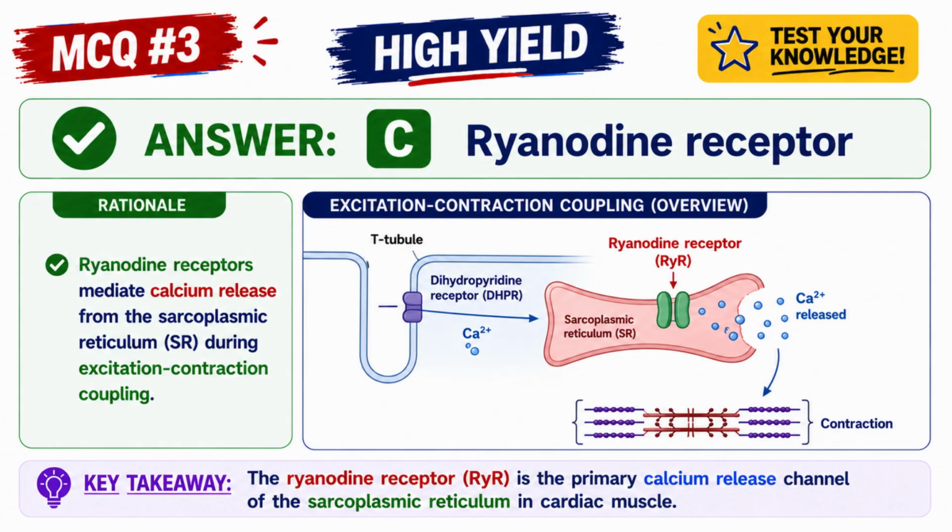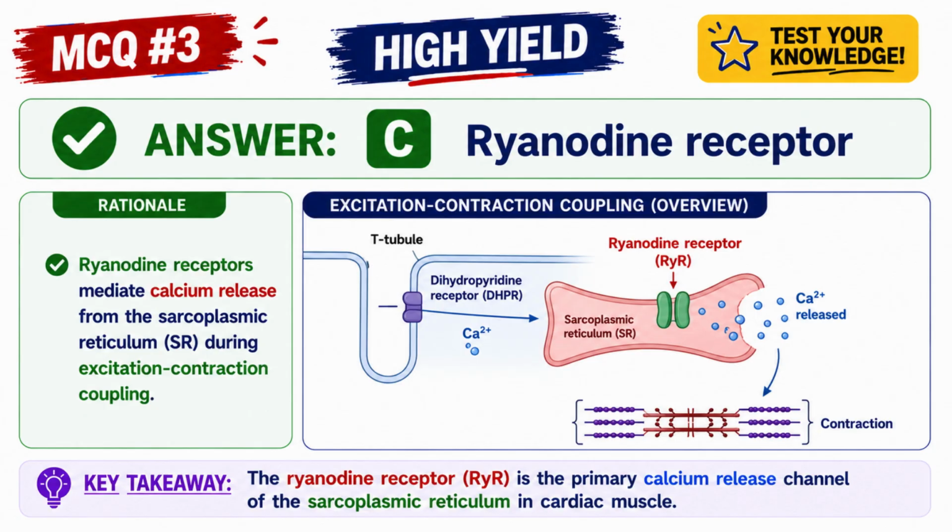The released calcium binds troponin C. Contraction occurs. After contraction, the SERCA pump, SR calcium ATPase, actively pumps calcium back into the SR, restoring the calcium store, allowing relaxation. Ryanodine receptor, release. SERCA pump, reuptake. Two sides of the same cycle.